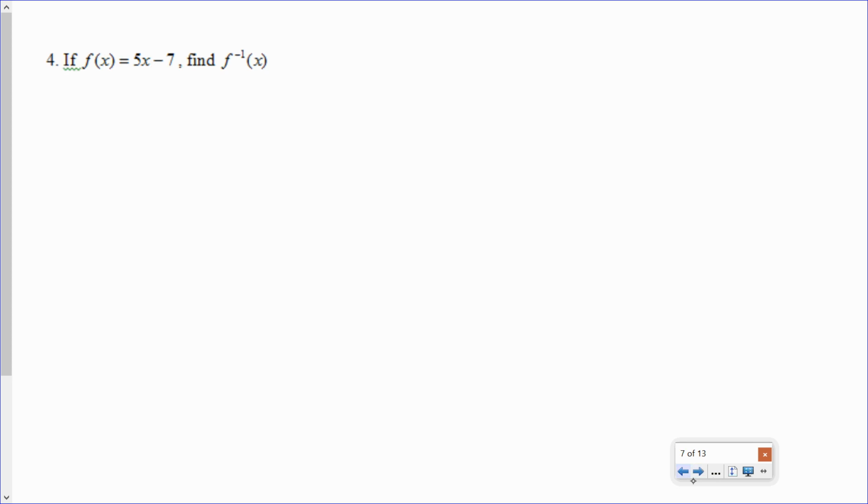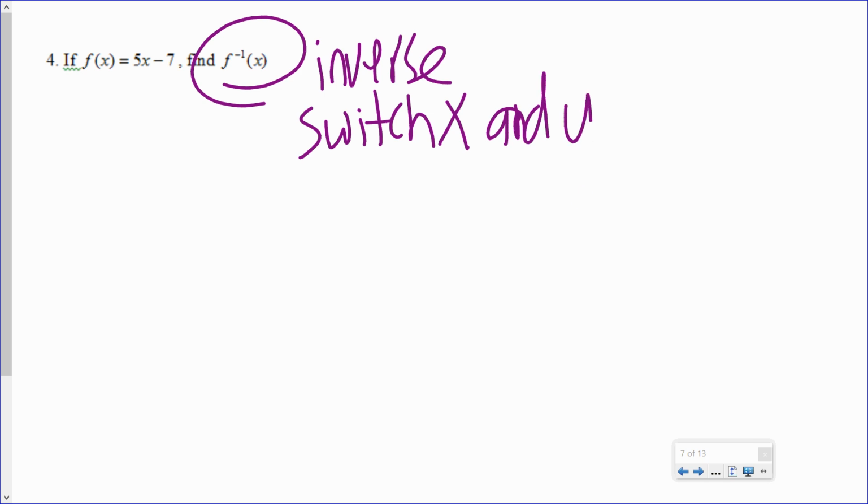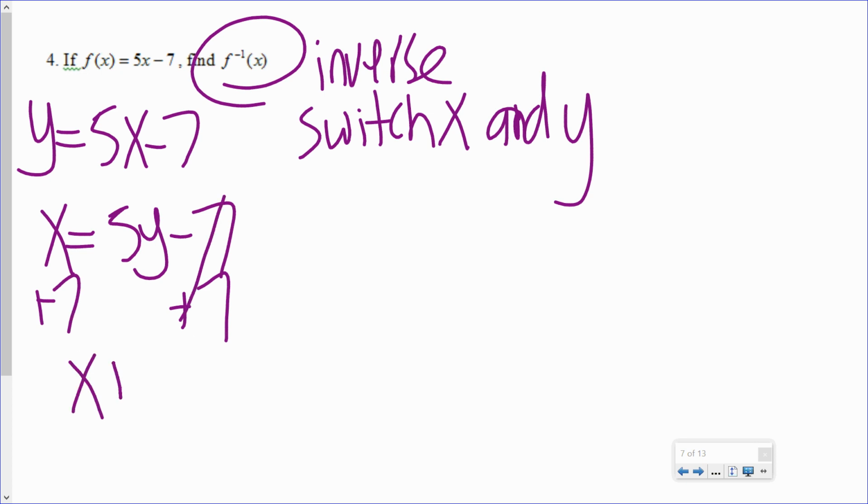Why don't you try number 4 on your own right now? So please pause this video, try number 4 on your own, and then when you're done, please unpause. Okay, it's asking me for the inverse. So to find inverse, we switch x and y. So I'm going to start by writing it as y equals, and then I switch x and y. Once I switch x and y, I solve for y. So I add 7 to both sides.